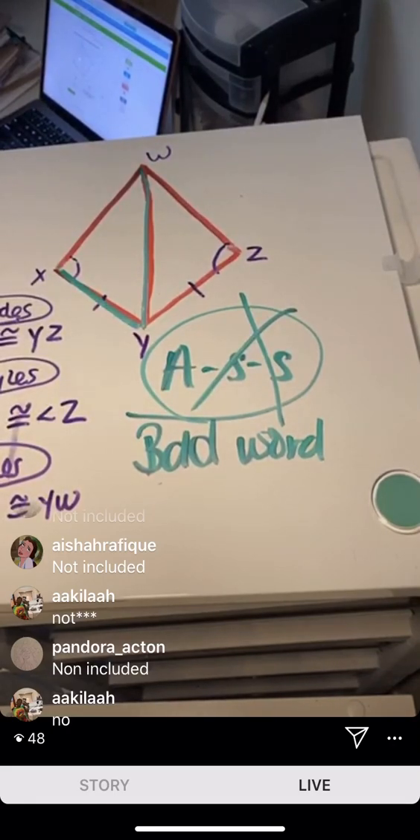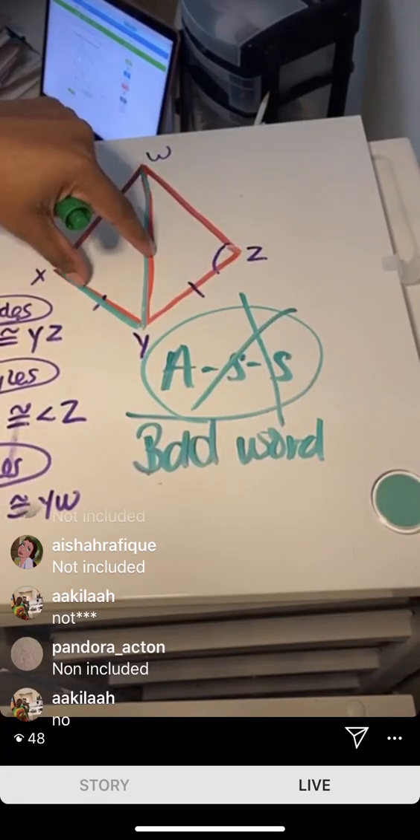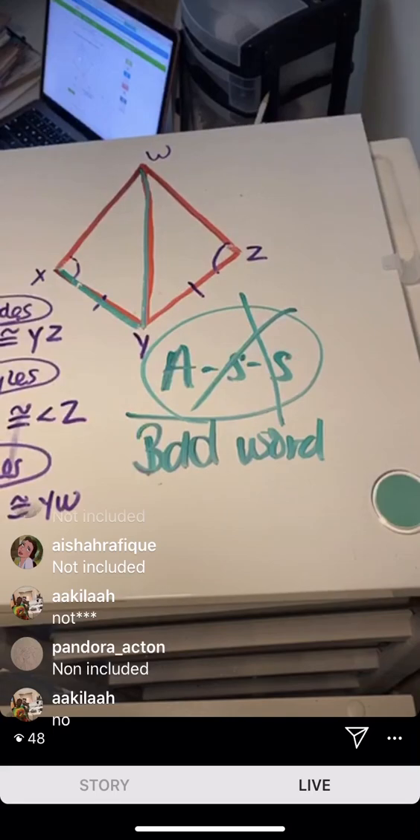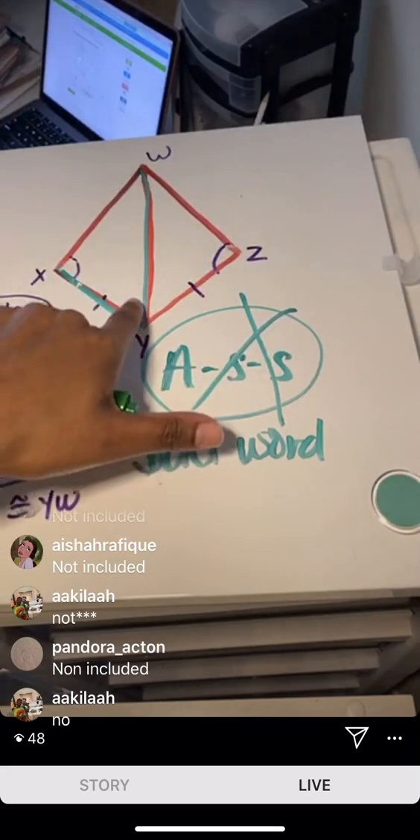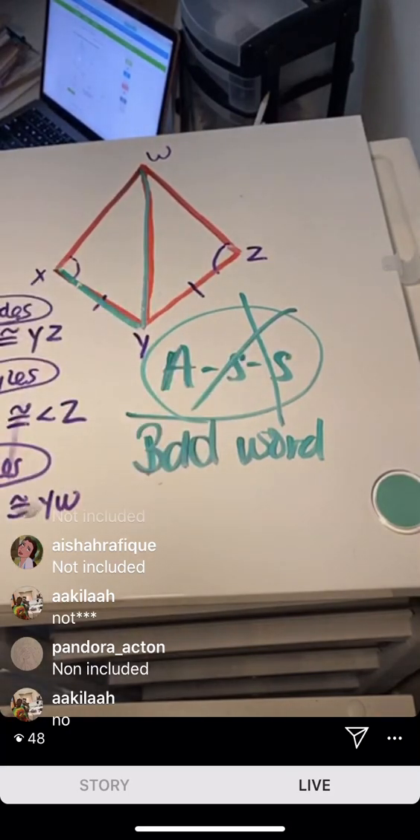All right? And included means that it's between two pairs of congruent sides. So if it had been down here, that would have been an included angle, and then we could have said side, angle, side. But it's not down there. Does that make sense? Are we good? Give me some thumbs up.